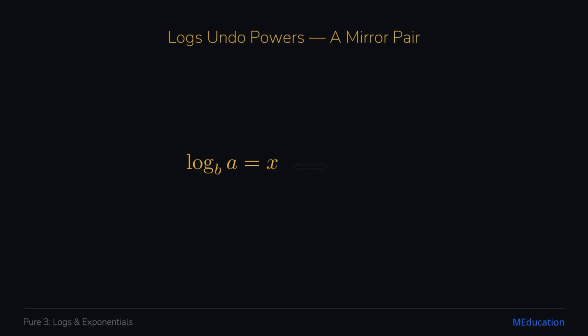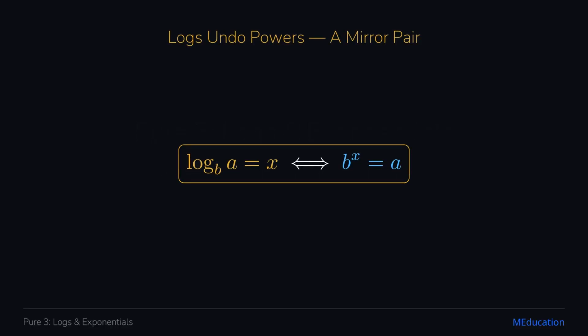A logarithm simply asks a question. What power do I raise the base to get this number? So log base 2 of 8 is 3, because 2 cubed is 8. Read that sentence both ways and you have the master rule. A log equation and a power equation are the same fact, written from opposite ends.